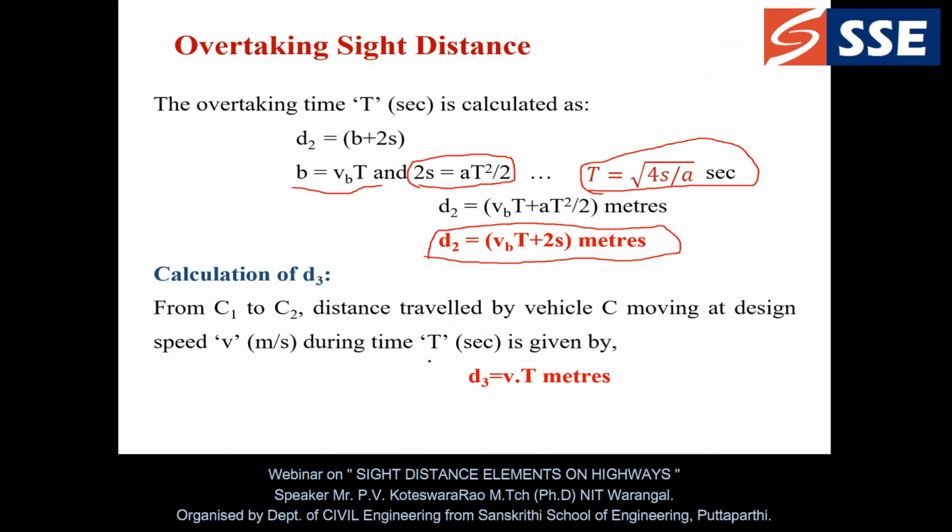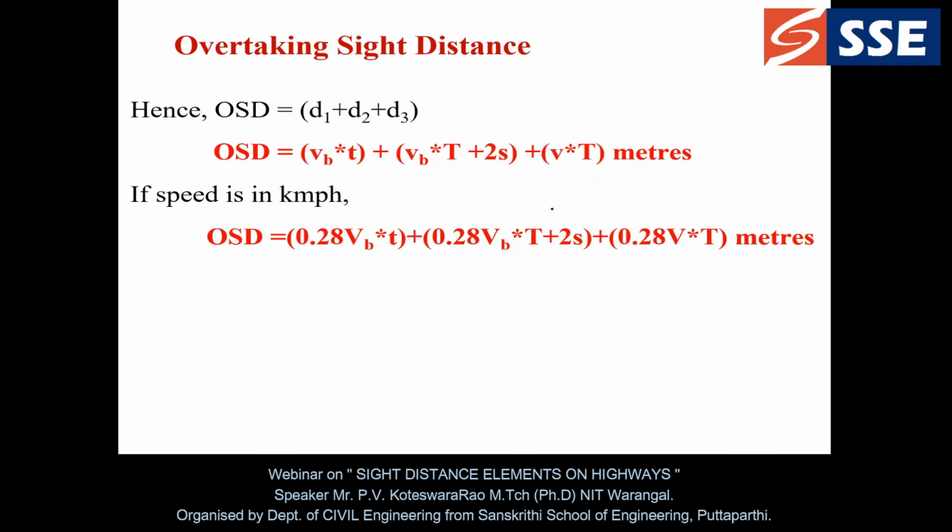And the D3 value is the distance covered by the opposite vehicle in the process of overtaking. The opposite vehicle velocity is V and time is T. So the total is D3. So from this I can have the overtaking sight distance as this one, or this one in kmph. So this is about the overtaking sight distance.